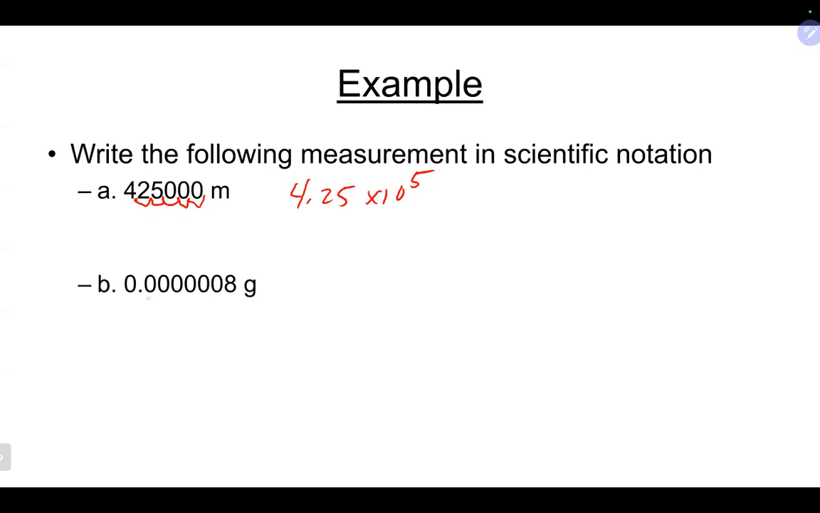Over here, decimal 1 place, 2 places, 3 places, 4 places, 5 places, 6 places, 7 places, I think. Gives us 8 times 10 to the 7 grams, and it would be negative since it's small. And meters on the units. Any questions on either of those?